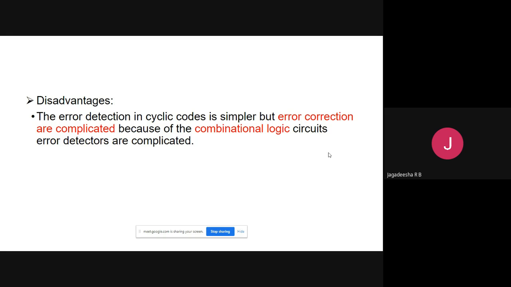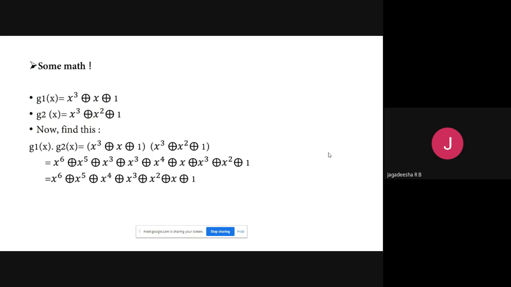In the next slide, I think you should have a pen and paper ready. Maybe you know this maths, but still, this is important.